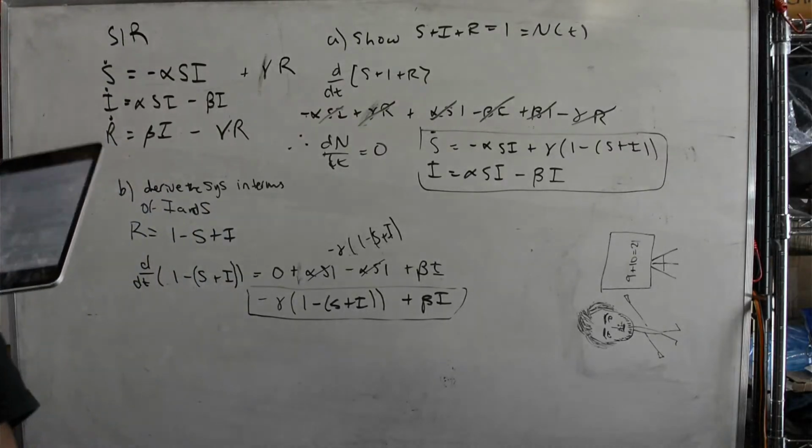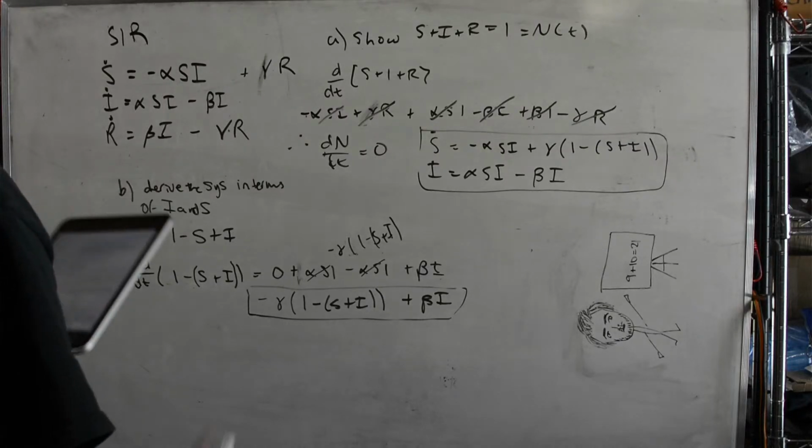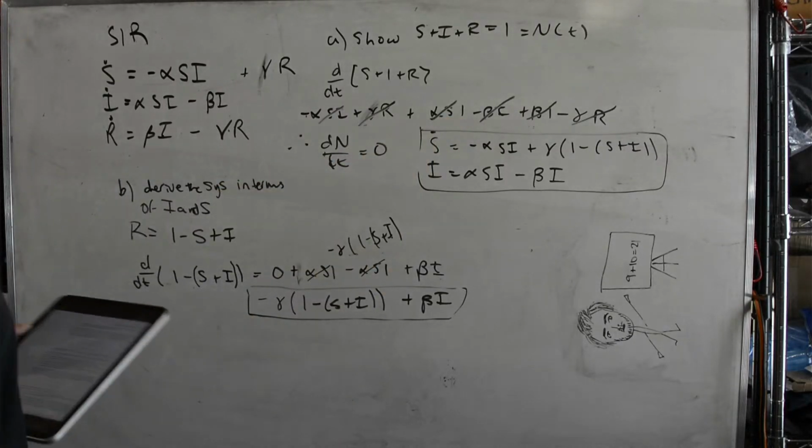What are the equilibrium points for this model of the two variables? Okay, so we now need to solve this equal to 0.